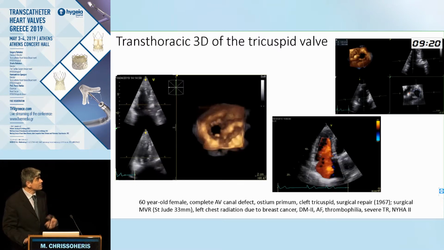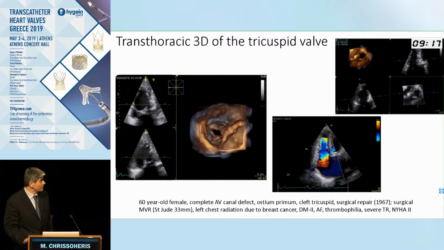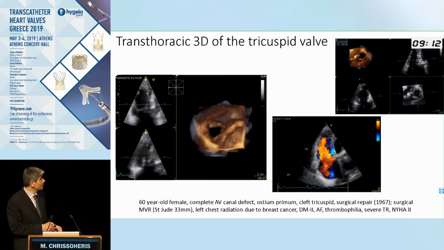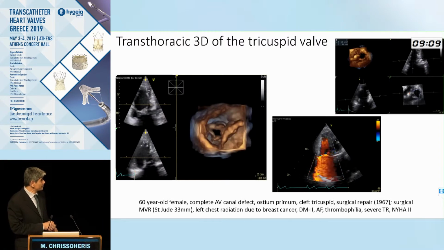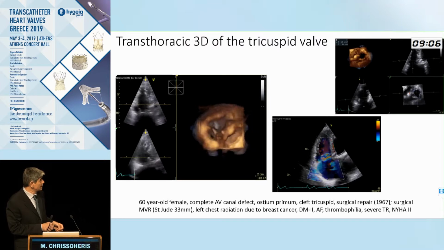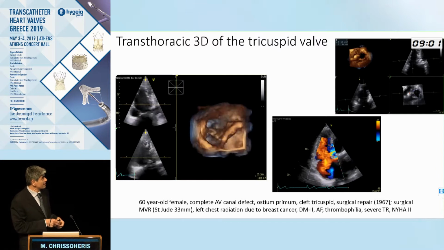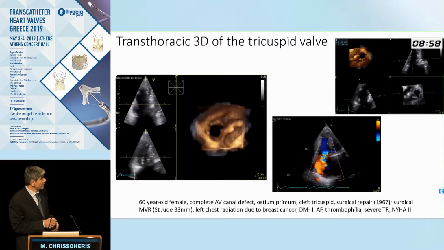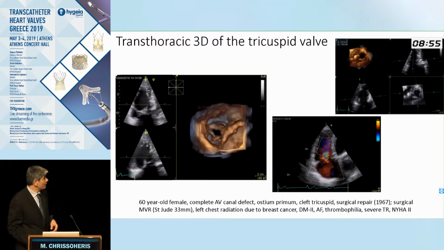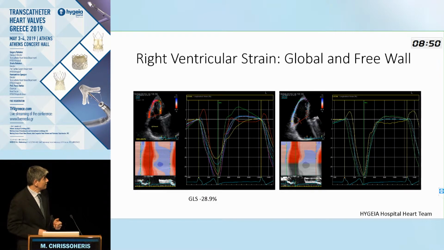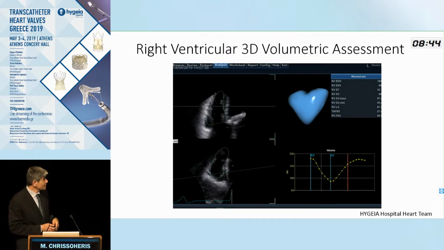From a transthoracic approach, this is one patient who presented to us for evaluation, and we can see a nice image of the tricuspid valve. This is a patient who had a history of cleft repair of the tricuspid. She had a primum AV canal defect as a kid and had a complex repair. But this is the tricuspid valve. We can see it very nicely from a transthoracic approach, and we can measure the orifice of the valve as well. In addition to measuring TAPSE and S prime, we can also measure the right ventricular strain from the free wall and the global strain, as well as do 3D volumetrics of the right ventricle.